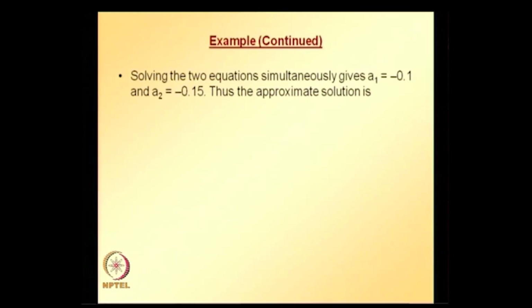Solving the two equations simultaneously gives us a1 and a2. Once you get a1 and a2, you go back to the admissible trial solution, that is 1 plus a1x plus a2x square. In that you substitute these coefficient values and you get the approximate solution, and by taking the derivative of it, you get the derivative of the approximate solution.